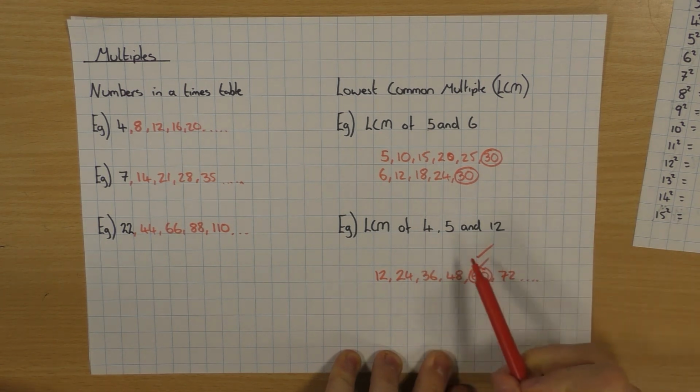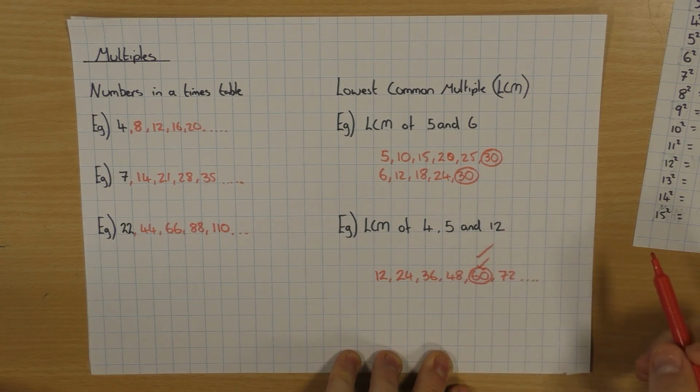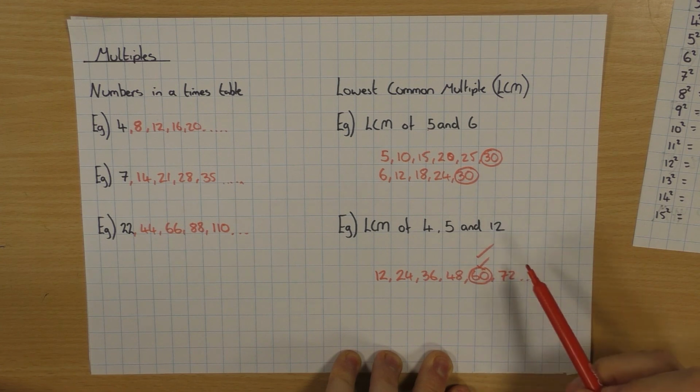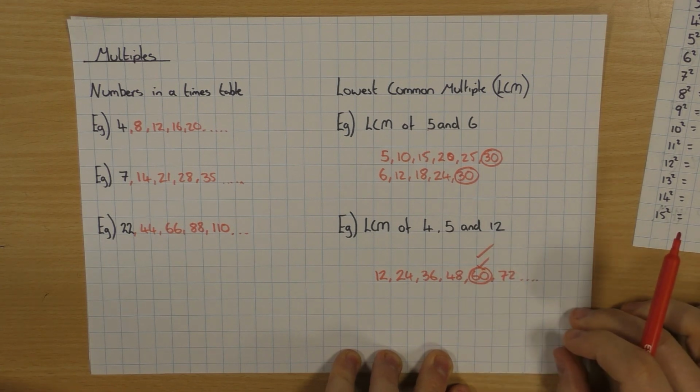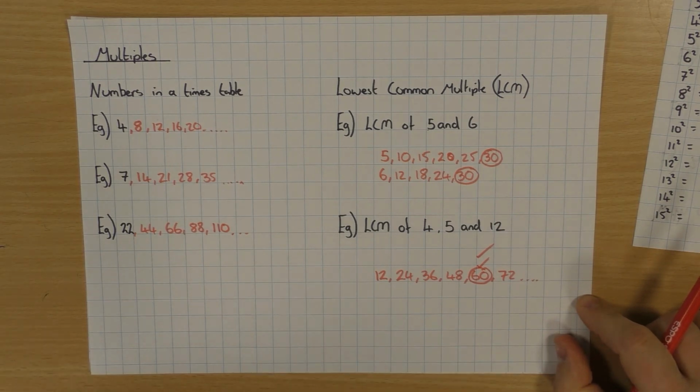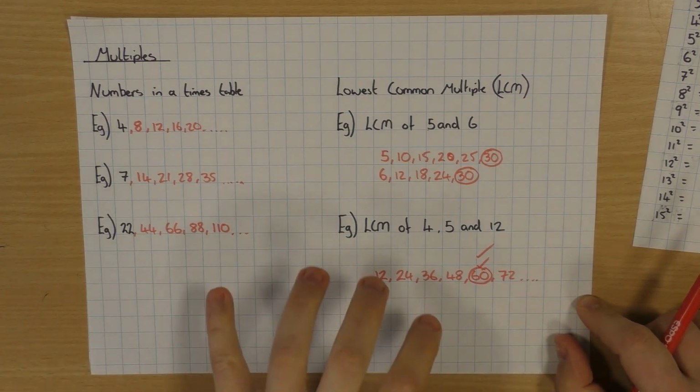Of course you can write out the 4 times table, the 5 times table, and the 12 times table. That's probably the quickest way of doing it. Pick the largest number and work backwards like that. Check if that one is, check if that one is. Okay, so that's how to do the lowest common multiple and highest common factor of relatively small numbers.